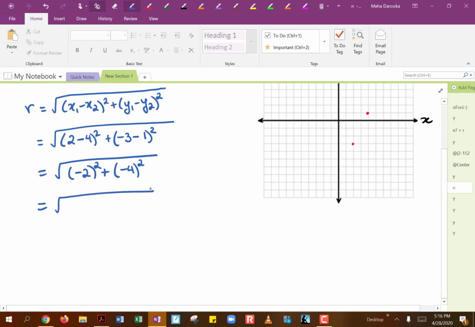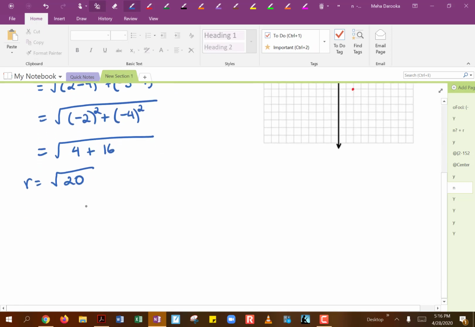So we will end up getting negative 2 squared. Negative times negative will become positive, so that will give you a positive 4, plus negative 4 squared will give us a positive 16. That's a total of square root of 20. Now we will need to simplify square root of 20, actually I guess we don't have to, because we're not leaving r as it is. We will be putting this in our equation, so there's no reason for us to simplify it. But if they were asking us for the value of r, then we would have definitely simplified this. But let's go ahead and put this in our equation.